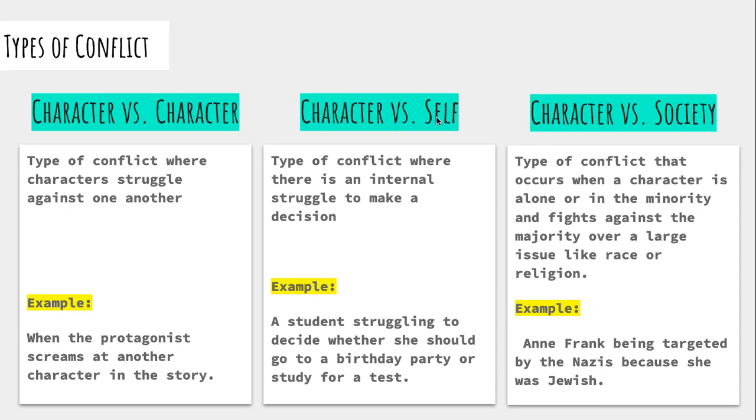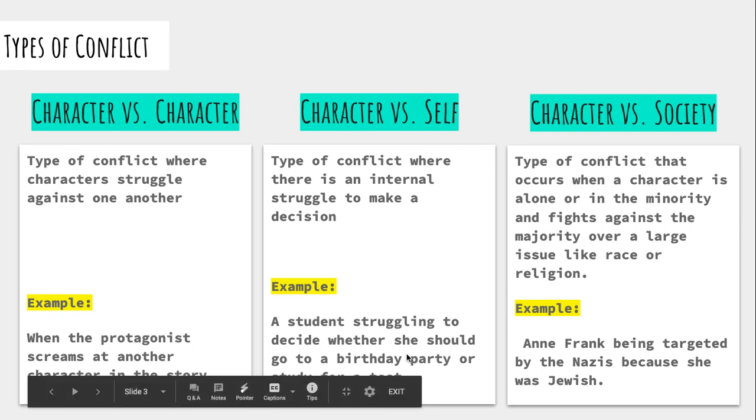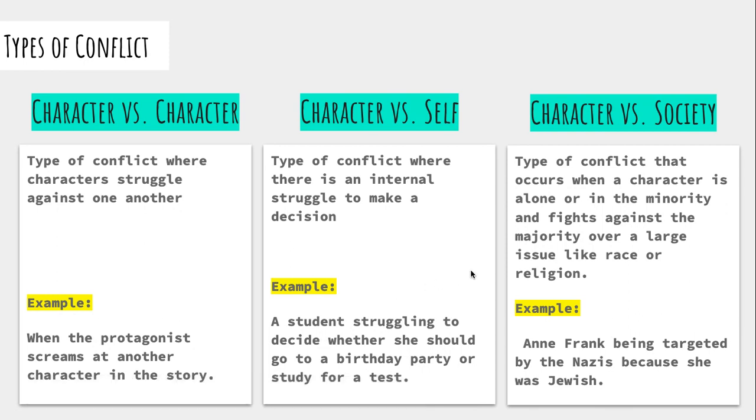We have character versus self. This is the type of conflict where there is an internal struggle, when one character is fighting with themselves, trying to make a decision, trying to choose between various options. Okay, so our example here is a student struggling to decide whether they should go to a birthday party or study for a test. That would be a character versus self conflict because it is a decision occurring within the character.